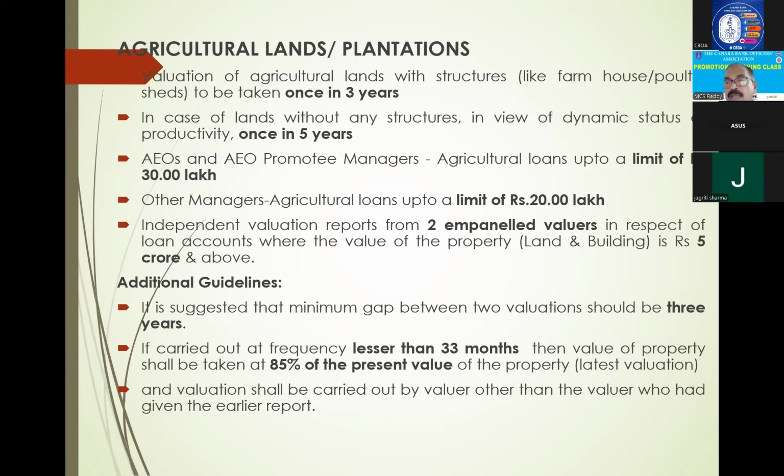Normally, the minimum gap between 2 valuations should be 3 years. If a valuation is done in less than 3 years, earlier it was less than 36 months, now it is reduced to 33 months. If valuation is done in less than 33 months, then you have to consider 85% of the present value only, as per the latest one, right?